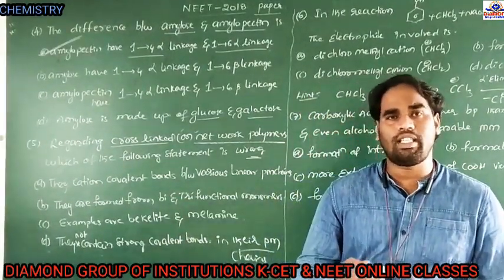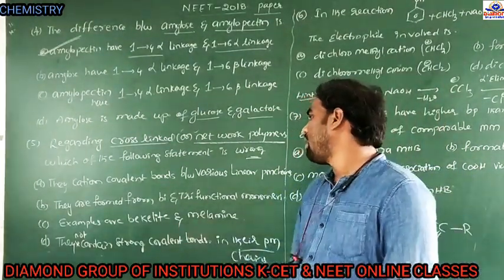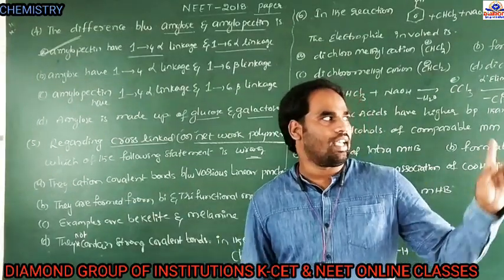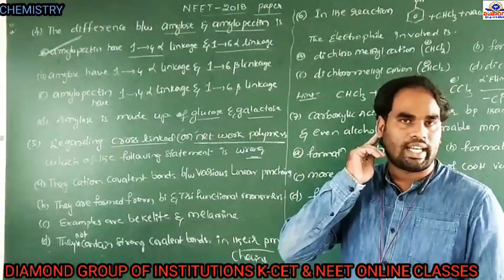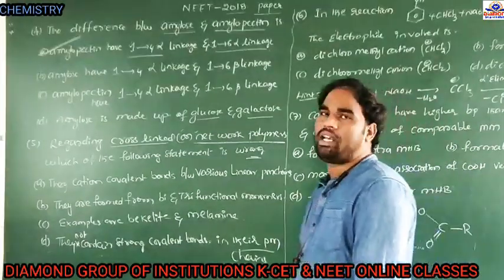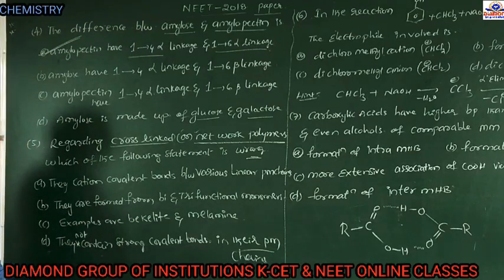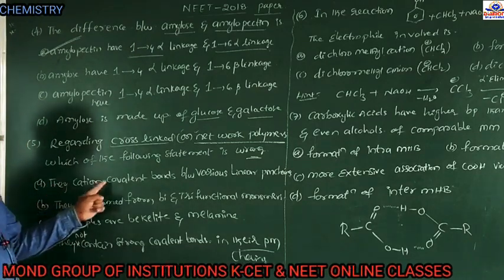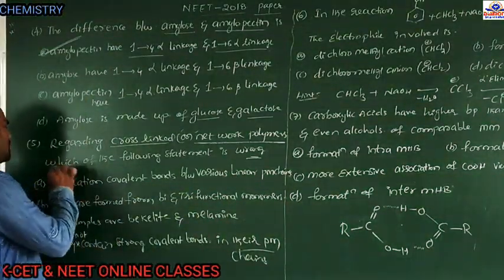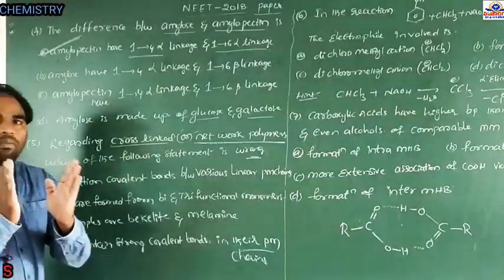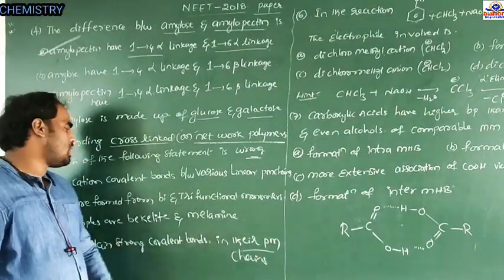And examples for these cross-linked or network polymers are bakelite and melamine. So bakelite is used in electrical switches. Okay, bakelite and melamine. So these are examples for cross-linked or network polymers. So therefore, regarding the cross-linked or network polymer, once you observe, they contain covalent bonds between various linear polymer chains. Yes, it is the right statement because between the monomers involved in a cross-linked or network polymer, strong covalent bonds are present.